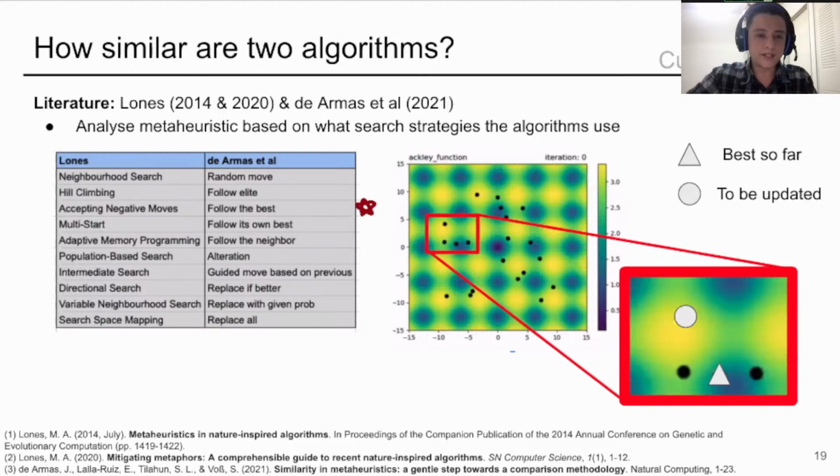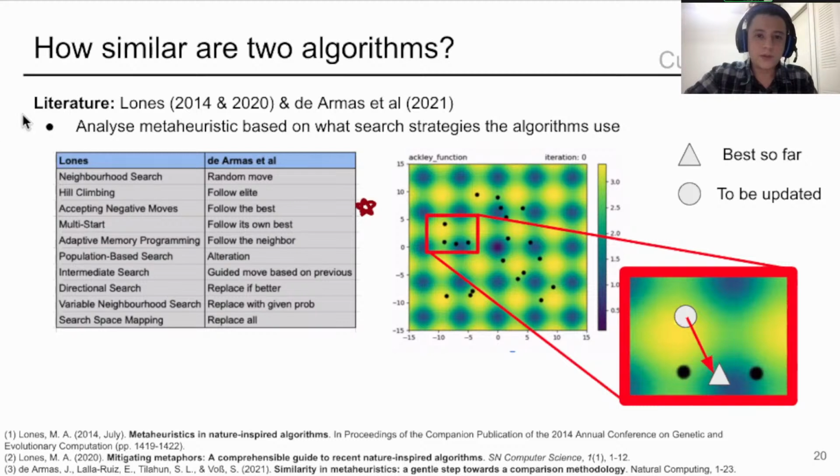Let's pick one more example now from the other part of the table, the follow the best. Again, let's zoom here in the search space. Now we have the triangle, that means best solution found so far, and the white circle, that's the solution that we want to update now. We basically draw a distance vector towards the best solution and use this to guide this solution towards the best.